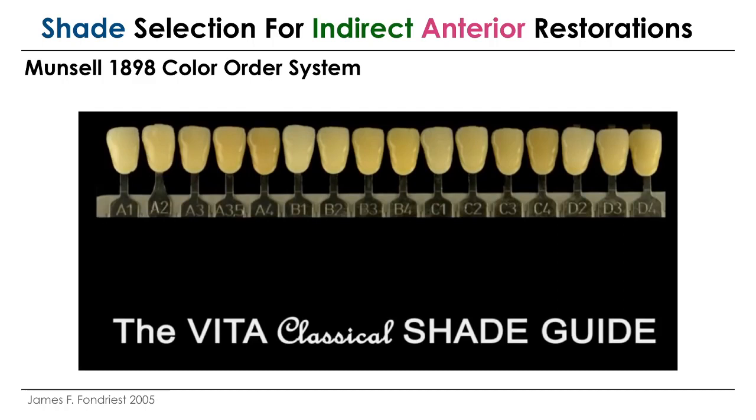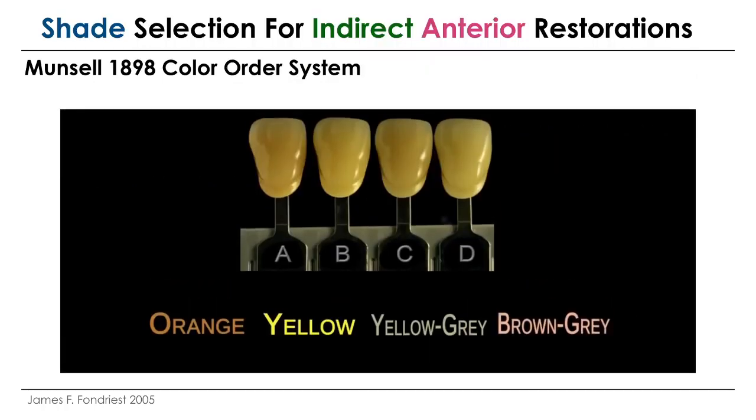And now what about the shade guide that we have at the clinic? We have to understand what kind of shade guide we have and how we can use it. Okay, the Vita Classic shade guide is the most common. And what about the hue of the shade guide that we have? A means the hue is orange. B, the hue is yellow. C, the hue is yellow-gray. D, the hue is brown-gray.